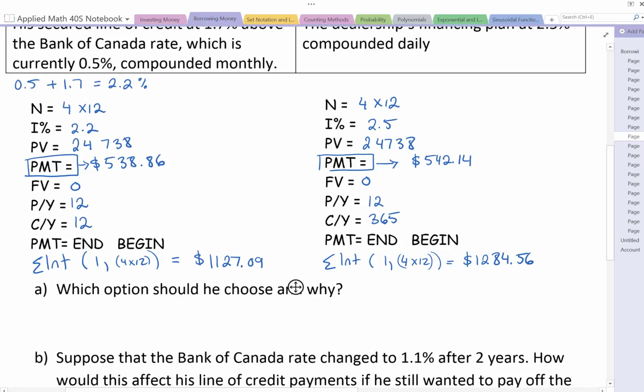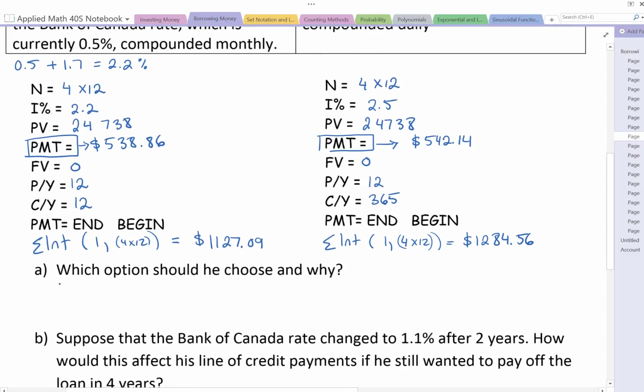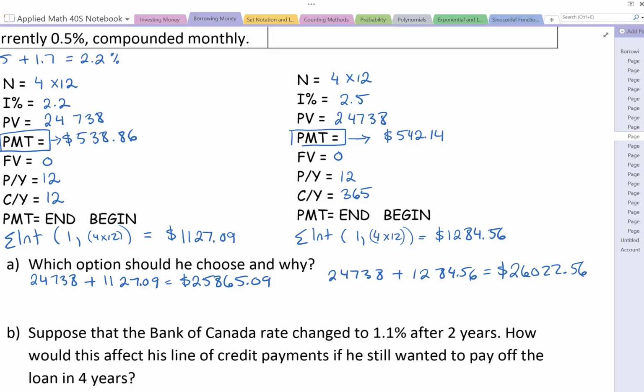But if you want to keep it consistent, then you could go ahead and figure out the total owing, right? The total amount that you've paid for that. So 24,738 plus 1,127.09, 24,738 plus 1,284.56. So looking at the totals for both of those, we can still see that option A is better. So in this case, again, you didn't have to find the totals because just comparing the interests would be enough, but it's nice to do both.